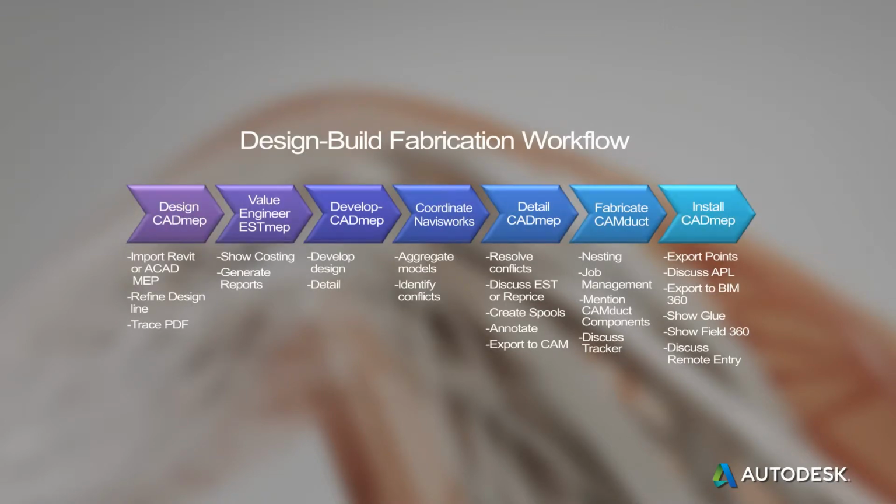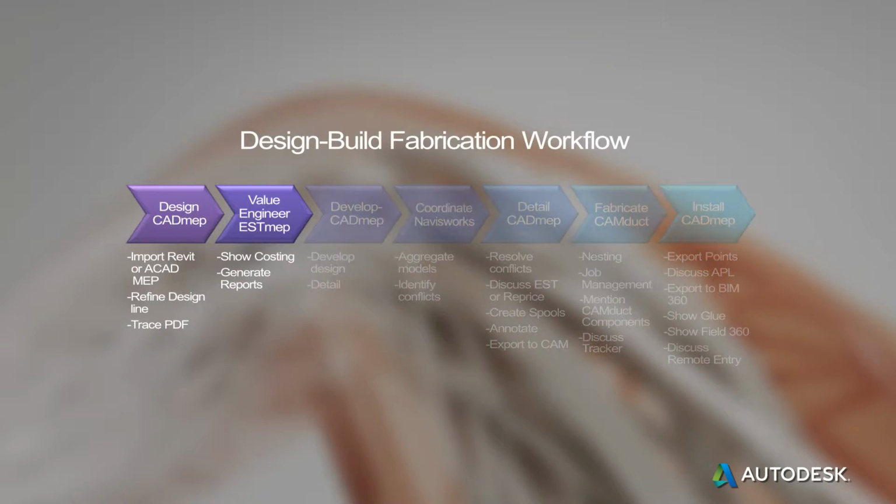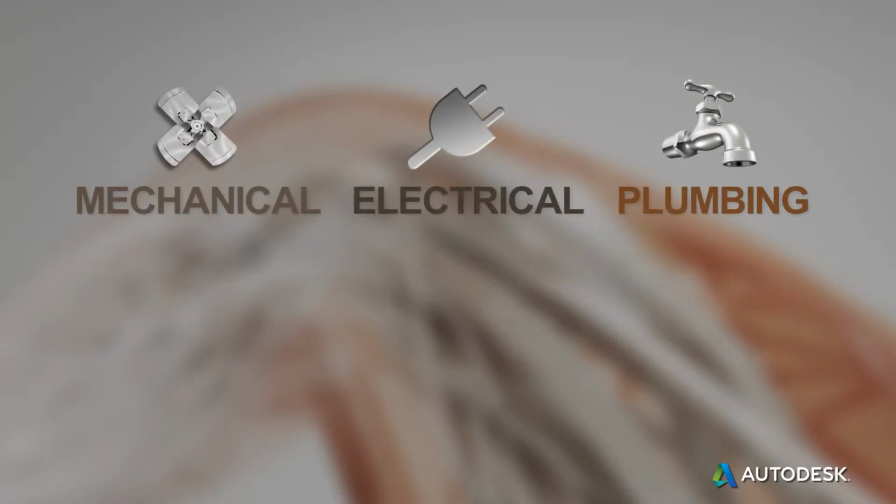The process is similar in the design-build process, but the design engineer will generate design intent models to be developed and priced using Fabrication CADmep and Fabrication EstMEP earlier in the design process. This enables value engineering to take place earlier in the design process. The mechanical, electrical, and plumbing systems within a typical building project are among the most complex components and often are a significant percentage of the total construction cost.